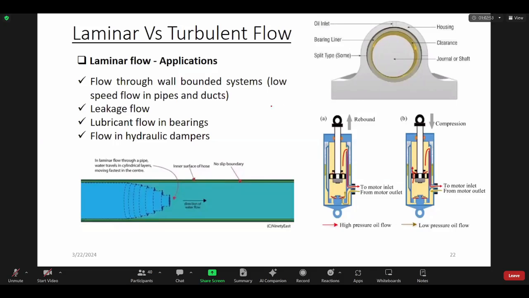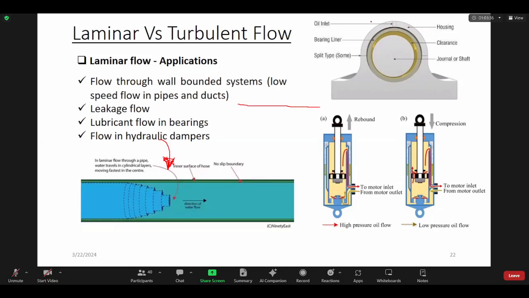We can consider laminar flow in a pipe. We can consider fluid going through a pipe, which can generate laminar flow inside the pipe. Its velocity should be low. Then, in a bearing, we can identify laminar flow. Inside the bearing, we can identify laminar flow.